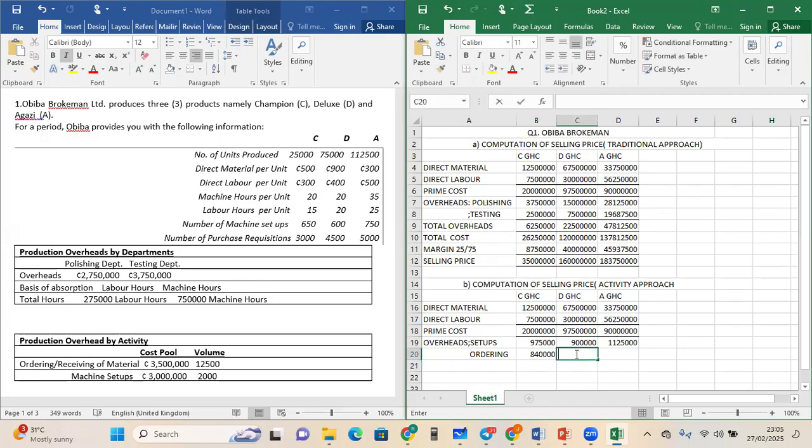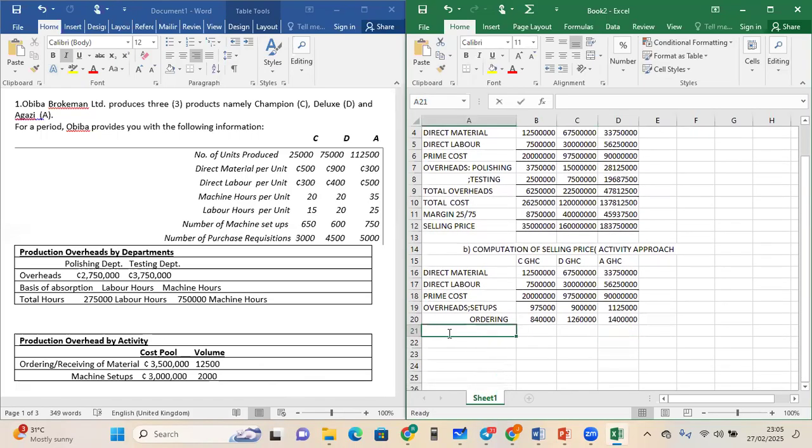This is still going to be equal to 280 times 4,500. This is also going to be equal to 280 times 5,000. And then with this one, we compute our total overhead from summing, adding the overheads. Just adding the overheads.